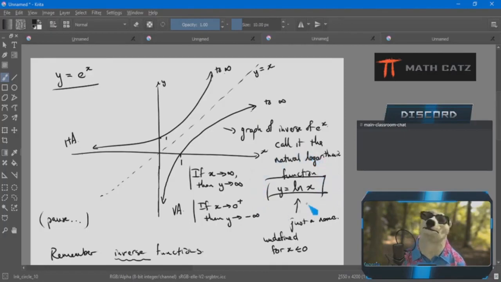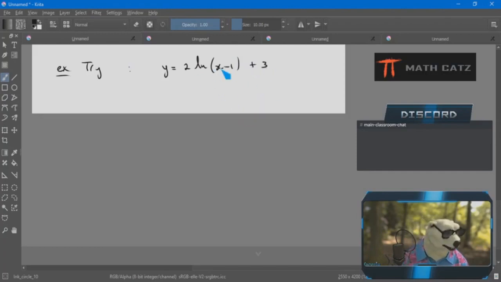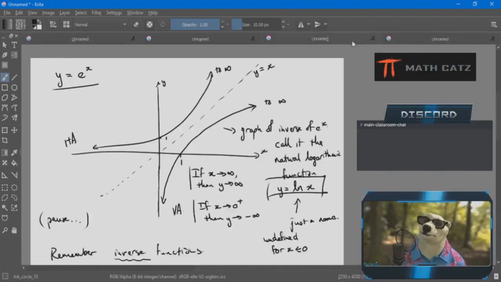Now, I'm going to skip doing a transformation on this, but you can, for example, try something like y equals 2 natural log of (x minus 1) plus 3. You should be able to do that, right? I don't feel that I have to do it. You just break it up, make the sequence of transformations, and build it on this basic graph. So that really should not be a problem.